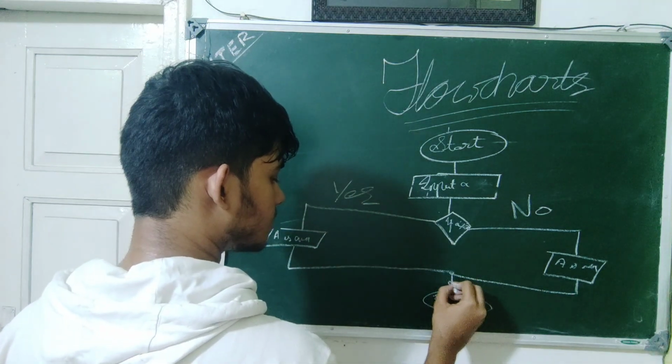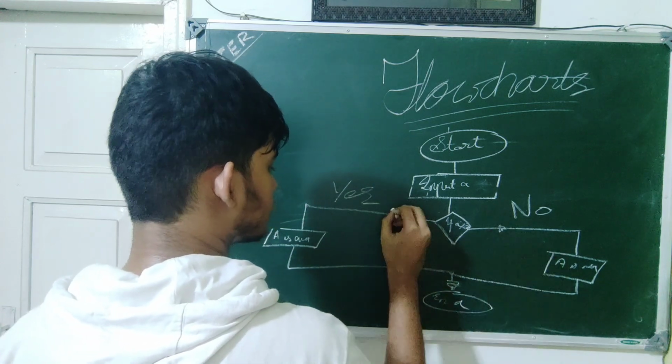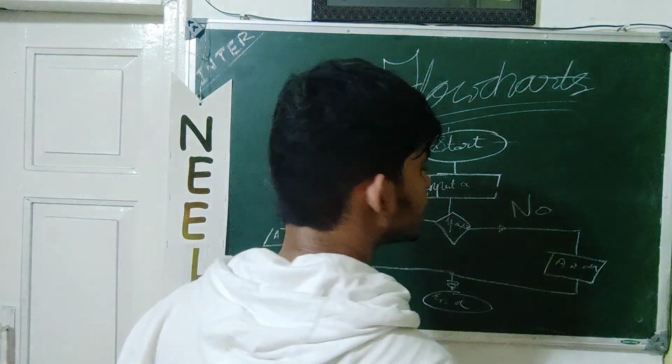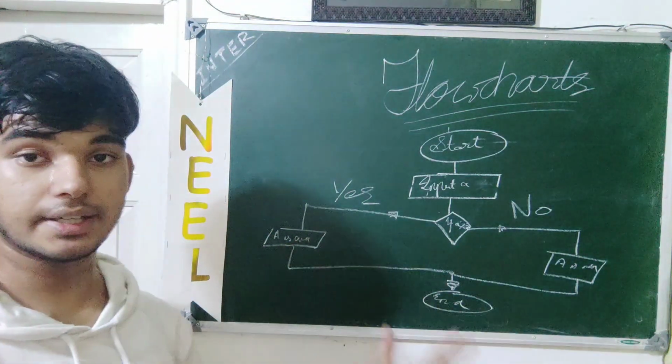Let's draw some arrow marks so that we know how the program works. And this is how a basic flowchart works. This is the main process of how a flowchart can be written.